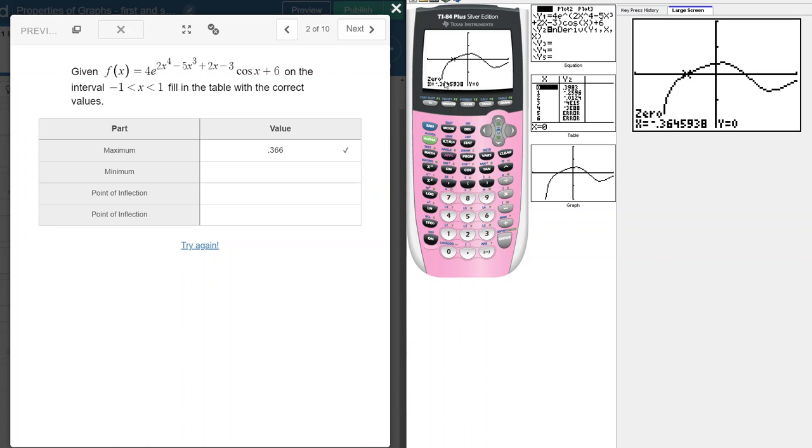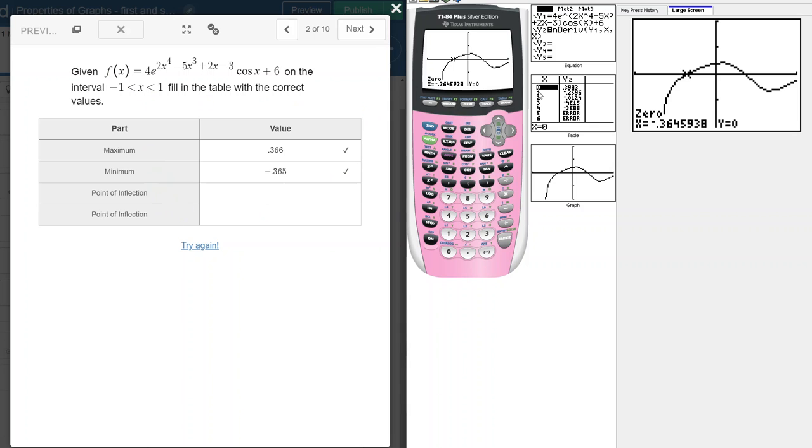So the 0, the x-intercept, is at -0.365, because we round to 3 decimals. That looks good. That is where it switches from negative to positive on the derivative graph, so that's a minimum on our original graph. All right, next up we want points of inflection.